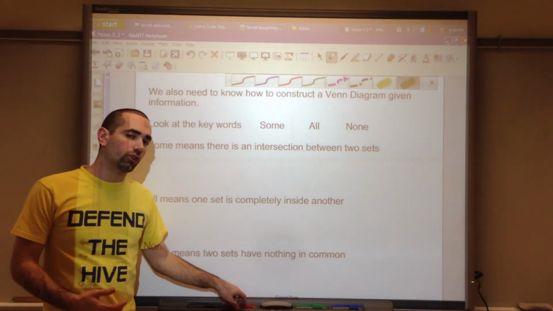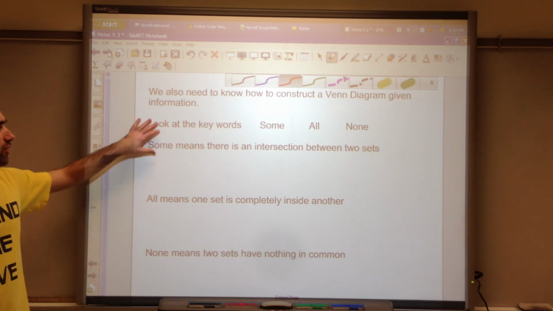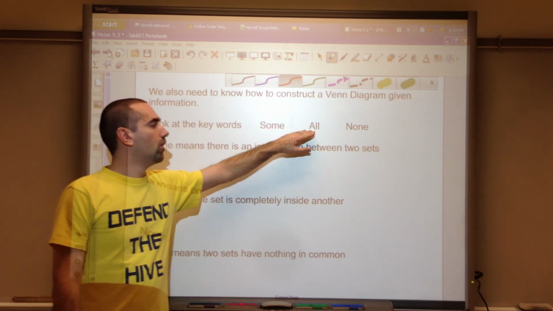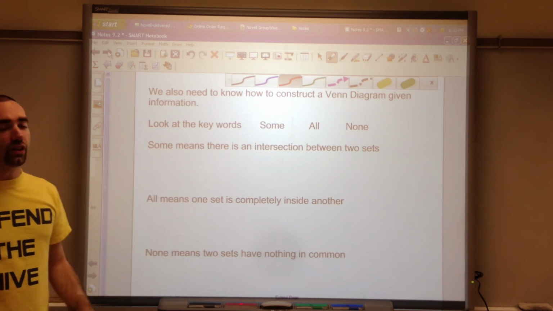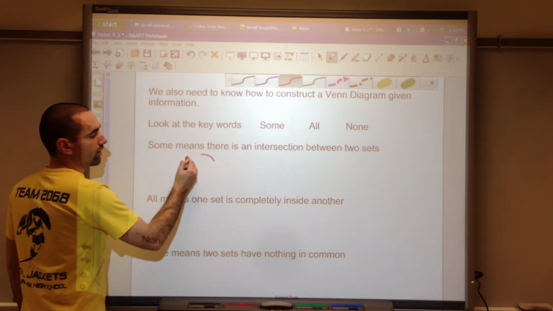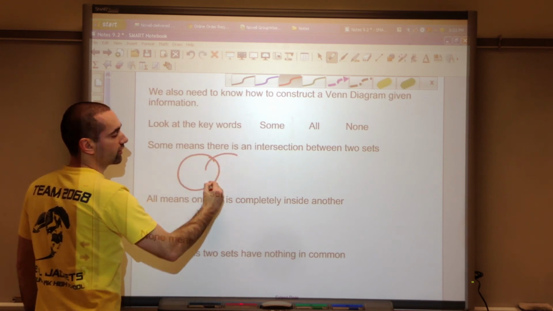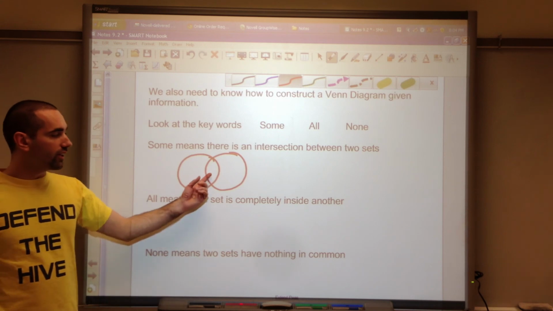Now, we also need to know some information on how to construct Venn diagrams. So some keywords are some, all, and none. Some means there's an intersection between two data sets. Some students like McDonald's and Chipotle. There's an intersection.